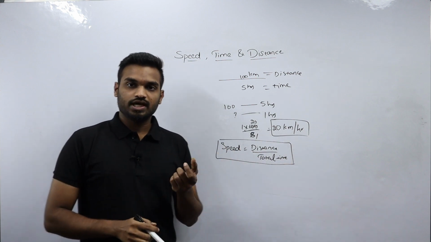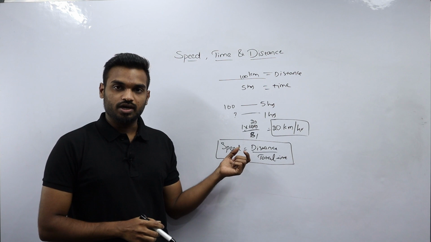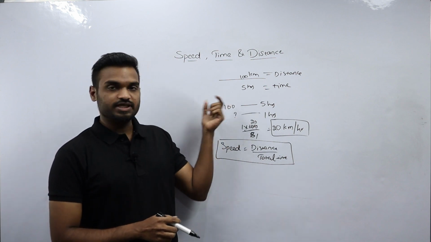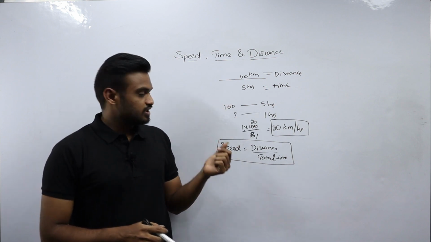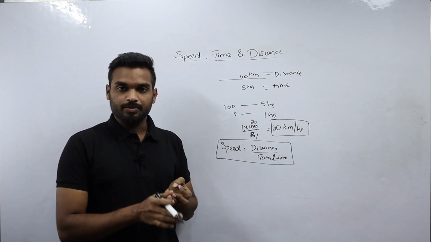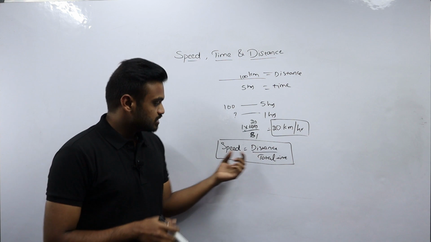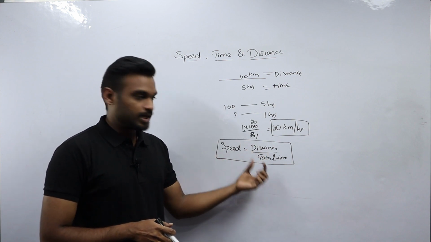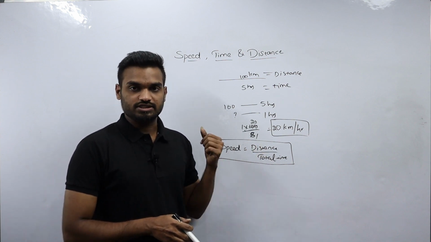If you are able to understand this basic concept and formula, you can simply solve the problems in speed, time and distance. Speed is nothing but the amount of distance travelled per hour, per minute or so on. Speed equals distance travelled by total time taken to cover this distance.